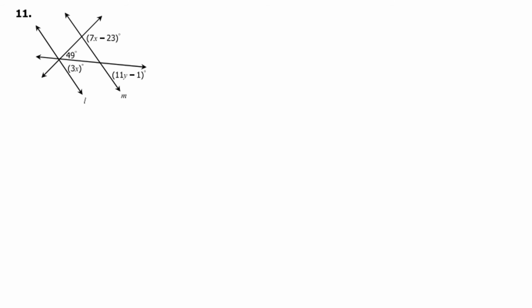Okay, when you first look at this problem, it looks extremely overwhelming. So let's just identify some things we know. We know that the 3x right here is vertical to the other angle on the opposite side. So this also is 3x. Same thing with the 49. The 49 is vertical. So I can put a measurement of 49 right here. We know that these angles right here are going to be alternate exterior to the angle up at the top. So that's going to be our first step. We're going to solve for x.